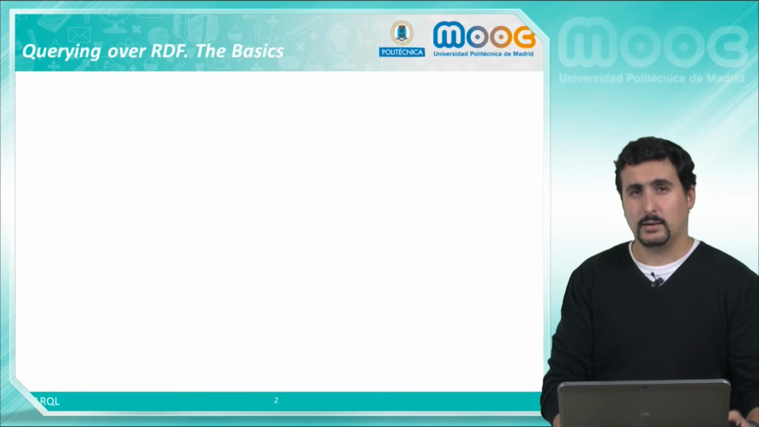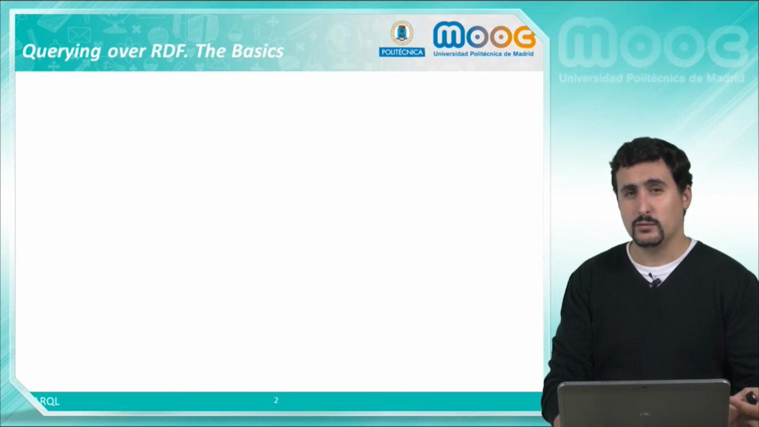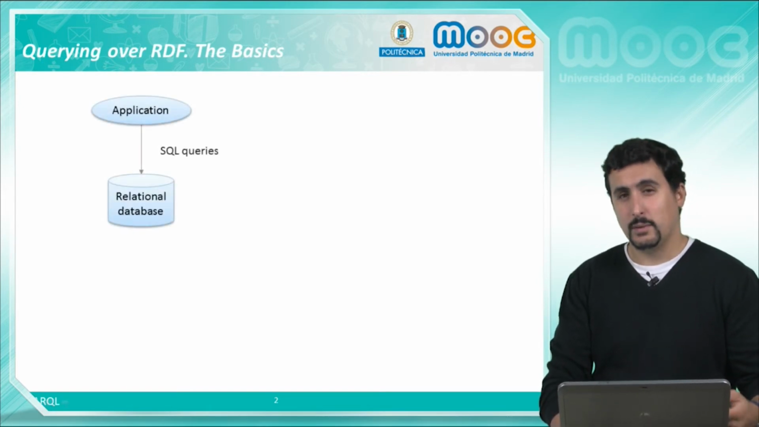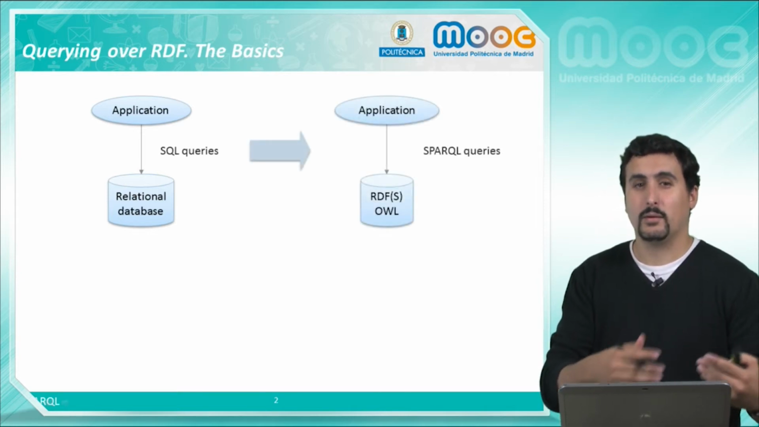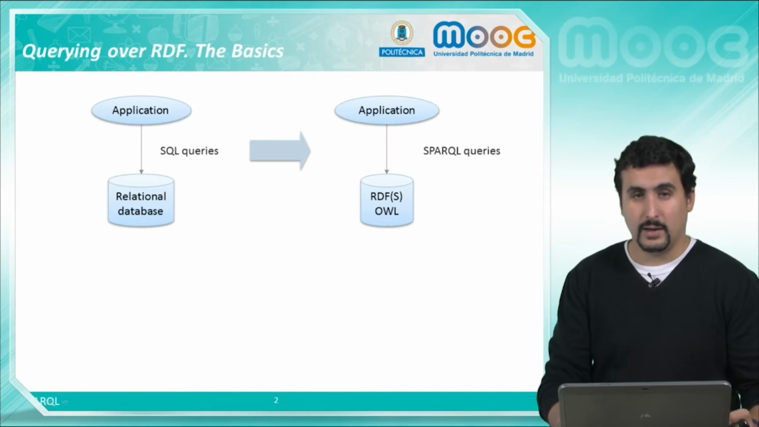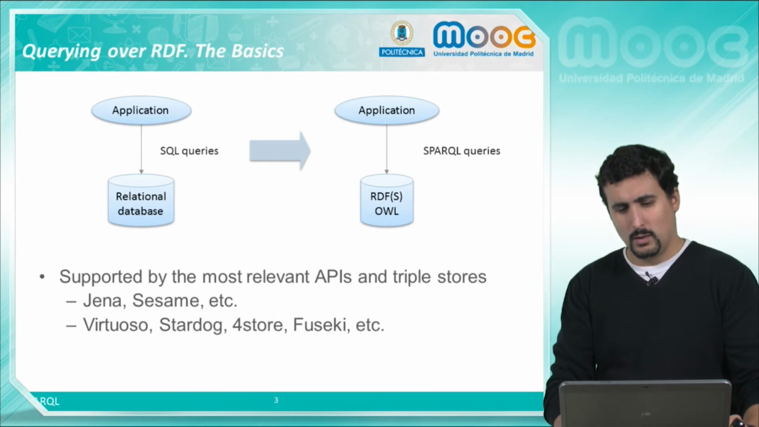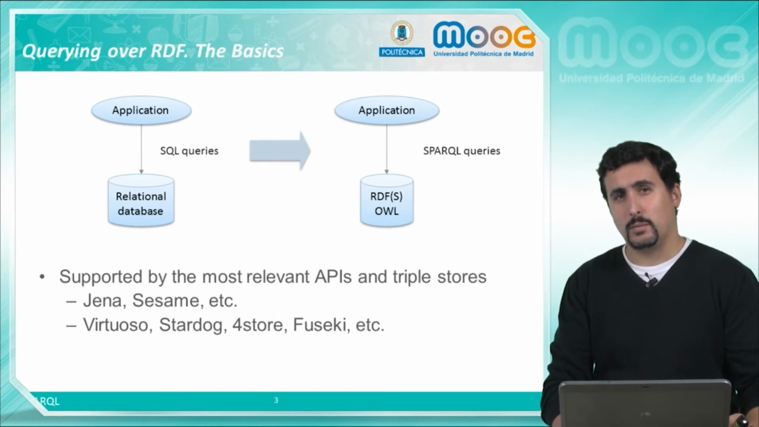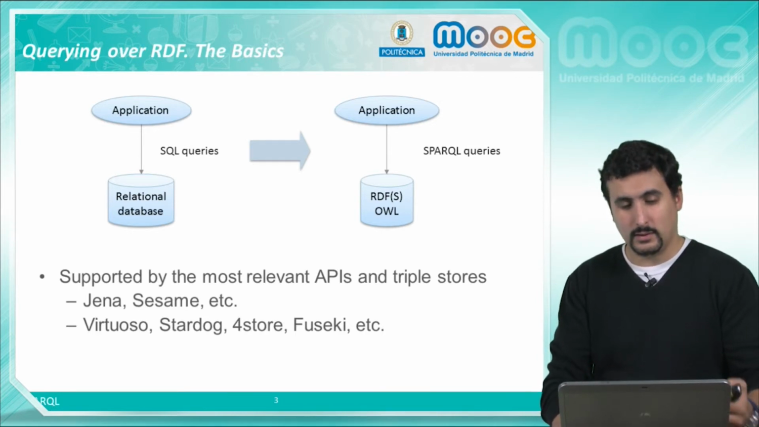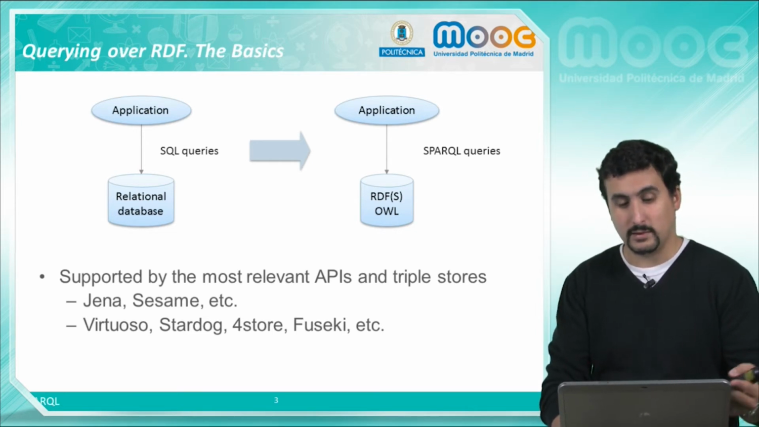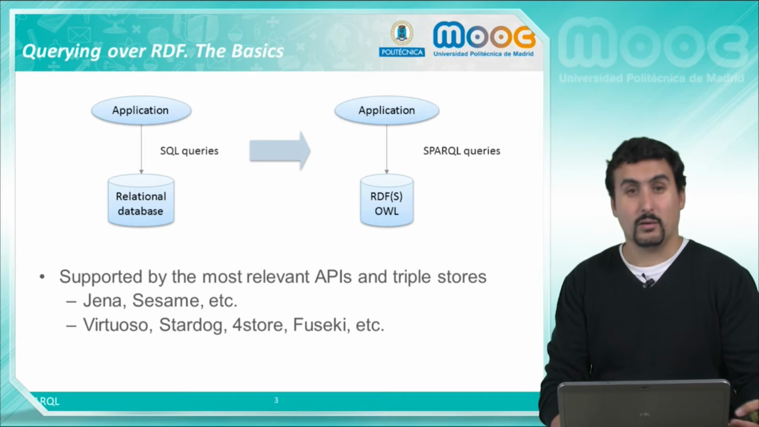In traditional relational database applications we have SQL as the language for retrieving and managing our data. In the RDF world we have SPARQL as the most used language for querying data based on the different models that are built upon RDF, such as, for example, OWL or RDFS. As the standard in the community, it is supported by most of the initiatives and solutions available nowadays, such as, for example, the Jena or Sesame Java APIs, or services such as Virtuoso, Stardog, Fuseki.